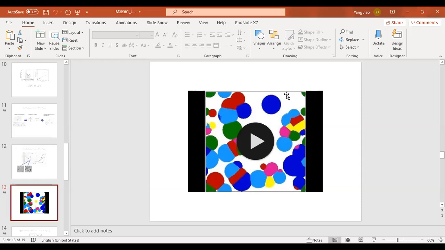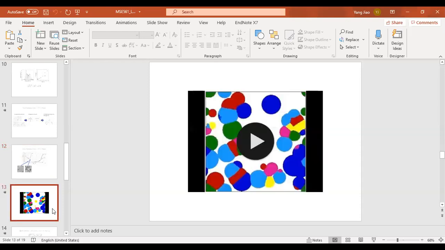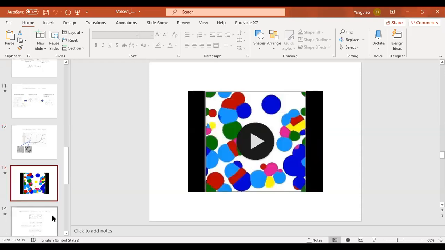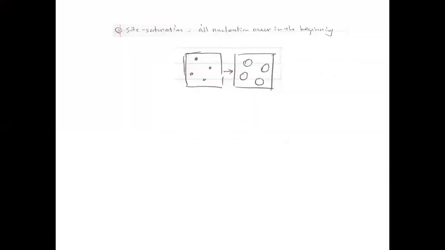Okay, so the reason why I'm showing this is that we want to use this very simple ideal model to try to understand what is the generic mathematical form of this function that is crucial to the TTT diagram. Okay, so that's what we're gonna do, and I think we already started a little bit, but I just want to give you a quick recap.